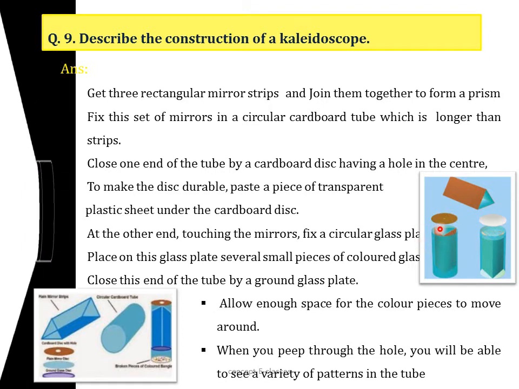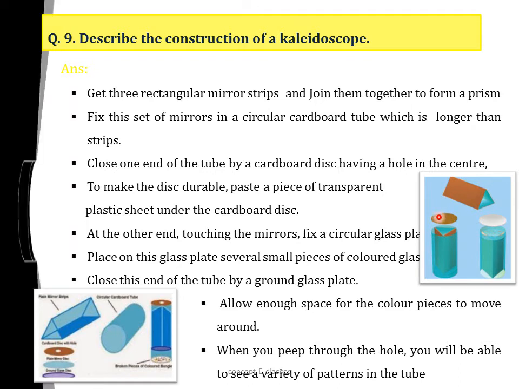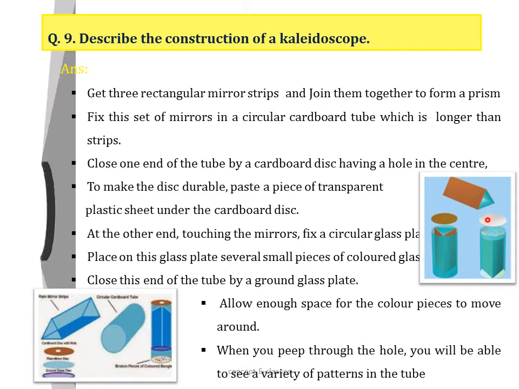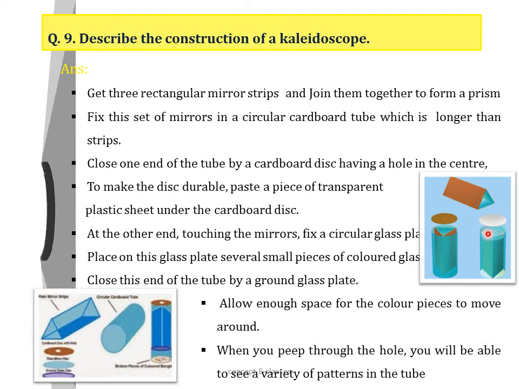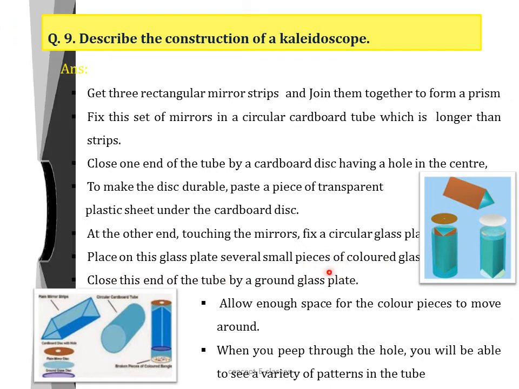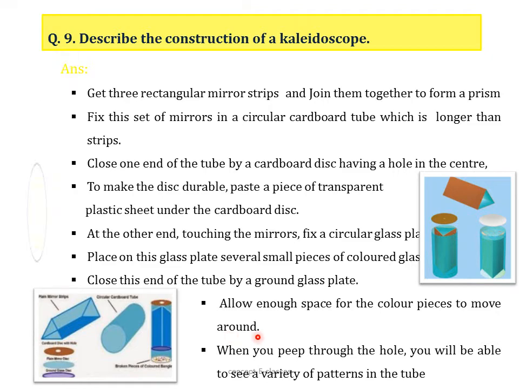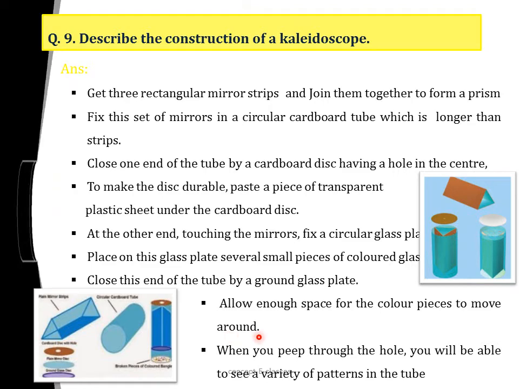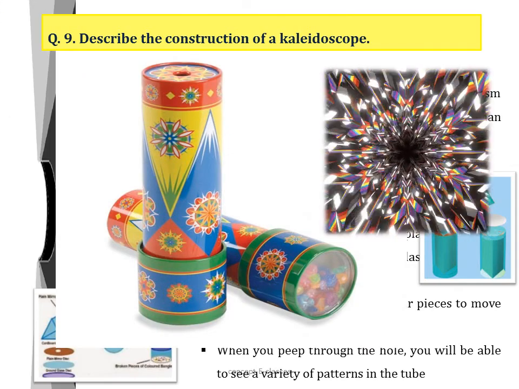Close one end of this tube with a cardboard disc having a hole in the center through which you can see. And at the other end, touching the mirrors, fix a circular glass plate. Now place on this glass plate several small pieces of colored glass and close this end of the tube with a ground glass plate. Allow enough space for the colored pieces to move around and the kaleidoscope is ready. Now when you peep through the hole, you will be able to see a variety of patterns in the tube.